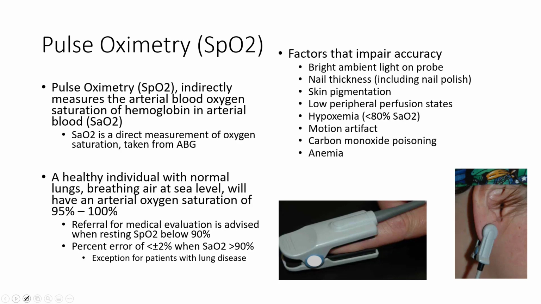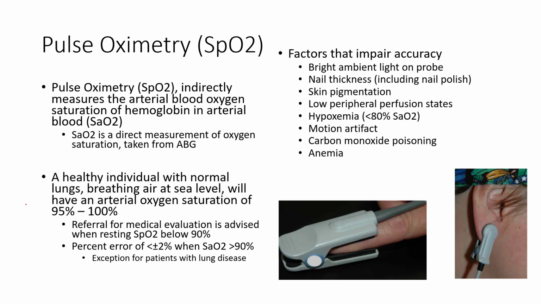So the most accurate way of assessing this would be to look at arterial blood oxygen saturation of hemoglobin. So how much is hemoglobin saturated with oxygen? And normally, to gather that, we would do an ABG, an arterial line. That's not something PTs do, and for most people, you don't need to do that.